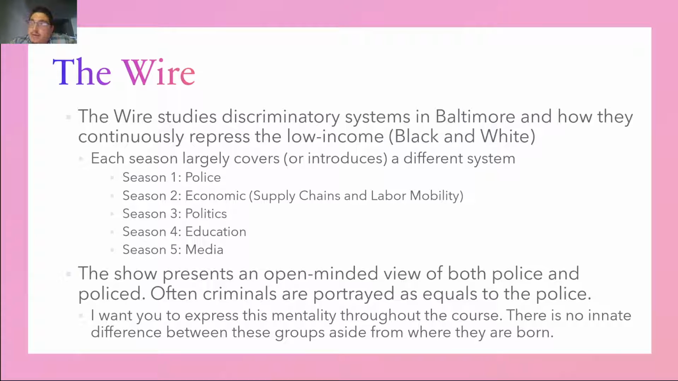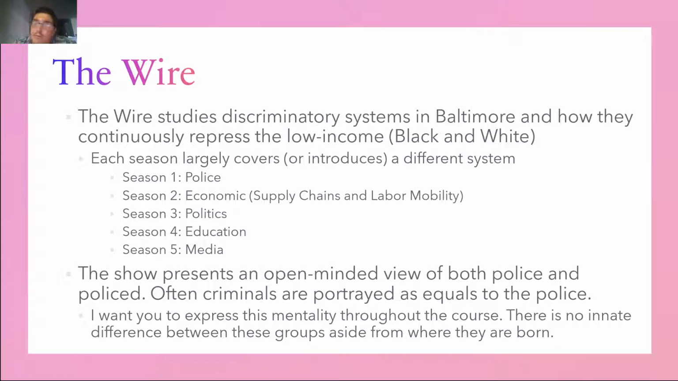And as you watch the series, as you go through this course, I really want you to express the same mentality: to look at criminals and police as the same, both as people making choices within their constraints, making constrained optimization choices. There's no innate differences between these groups. It's just where they're born and the situations they have to adapt to. And I believe that's the last of my slides for this introductory video.